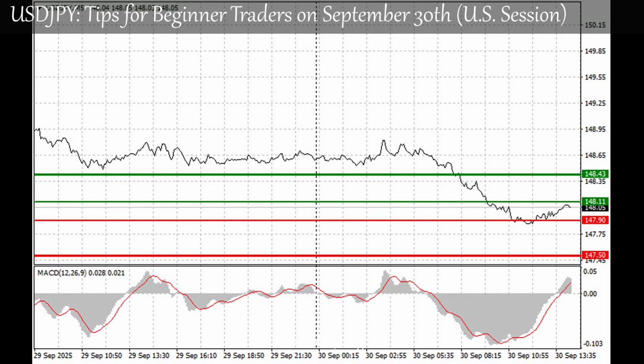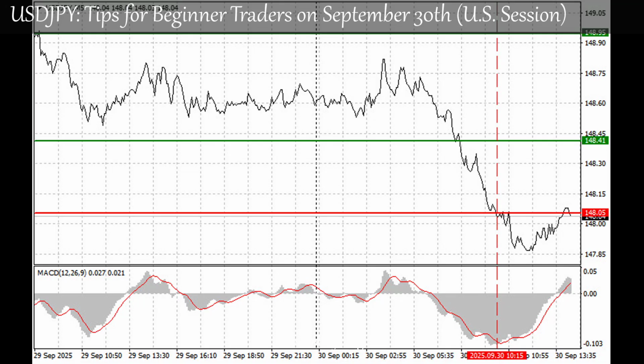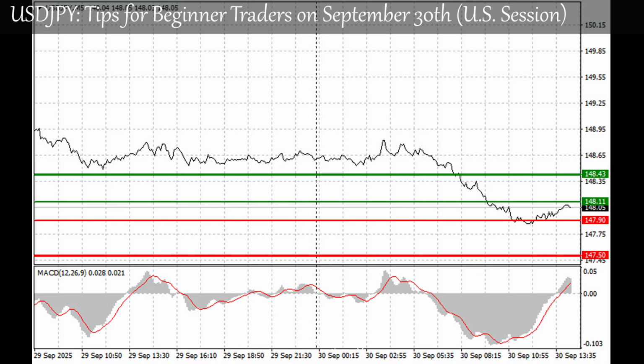Scenario number 2. I also plan to buy USDJPY today if there are two consecutive tests of 147.90, while the MACD is in the oversold zone. This will limit the pair's downward potential and trigger a market reversal upward. Growth can then be expected toward 148.11 and 148.43.